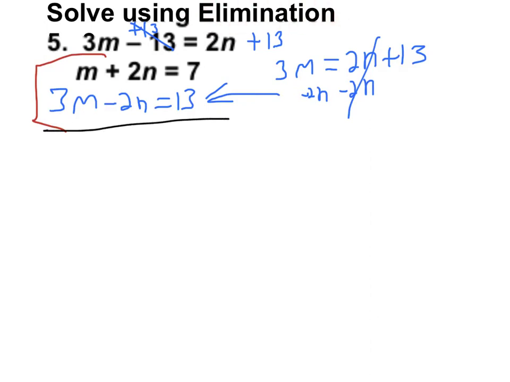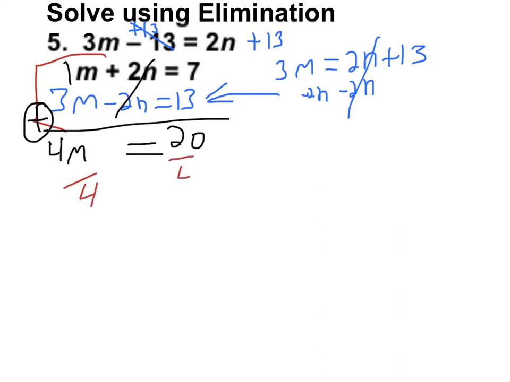So I'm going to draw a line underneath. I'm going to put a plus sign here to show that it goes for all of it. So 1m plus 3m is 4m. 2n minus 2n, 2n and plus negative 2n, that goes away. And so there's nothing there. 7 plus 13 is 20. Alright, now I have a small little equation here. I'm going to divide both sides by 4. So m equals 5. That's one of my answers.